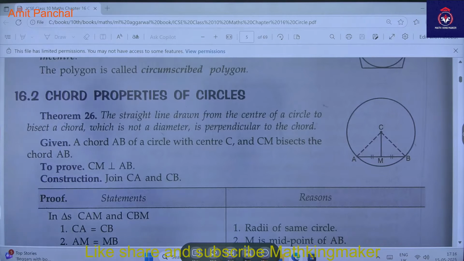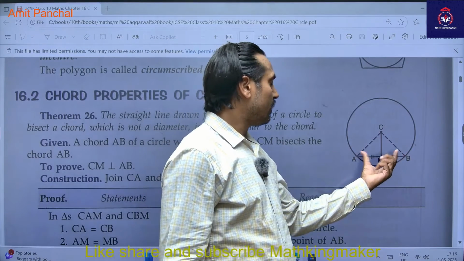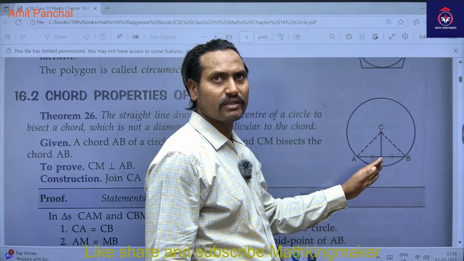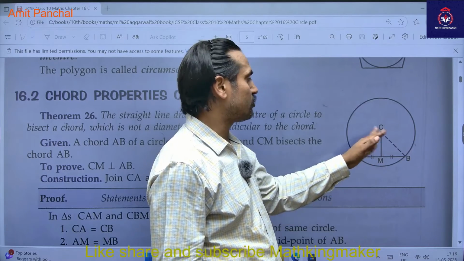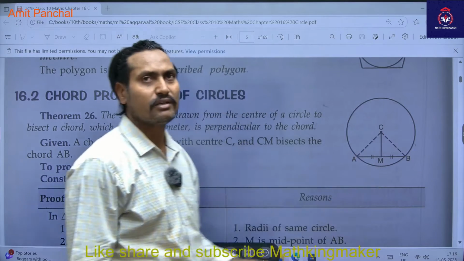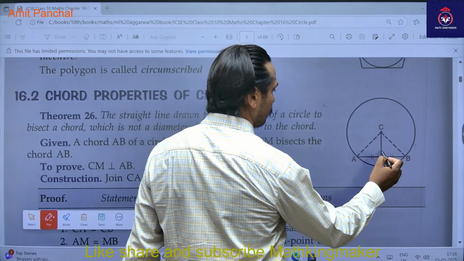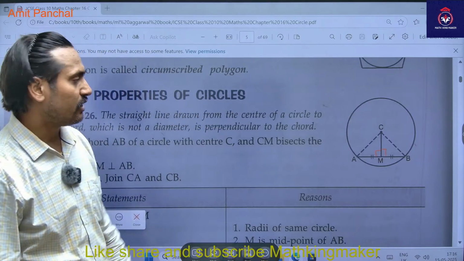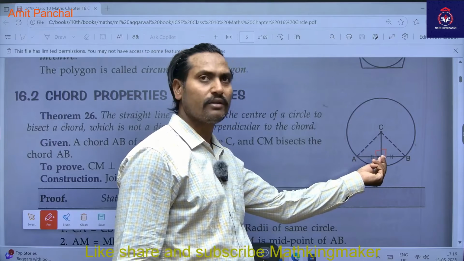It's a chord property. If you have a chord AB, this is your chord AB, and you have drawn a perpendicular bisector, it will pass through the center. And if it is a bisector and passing through the center, that means it will be perpendicular. So this thing you have to remember, just write it down.